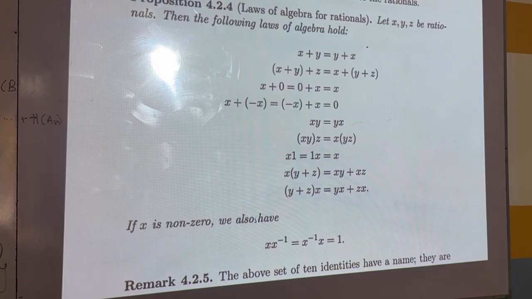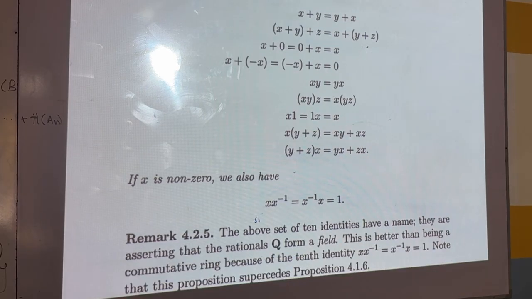Because if we don't have the rational numbers, then he is defining rational numbers with the properties of the rational numbers we already know of. That's what he is doing. If x is non-zero, we also have x x inverse equals x inverse x is equal to 1.